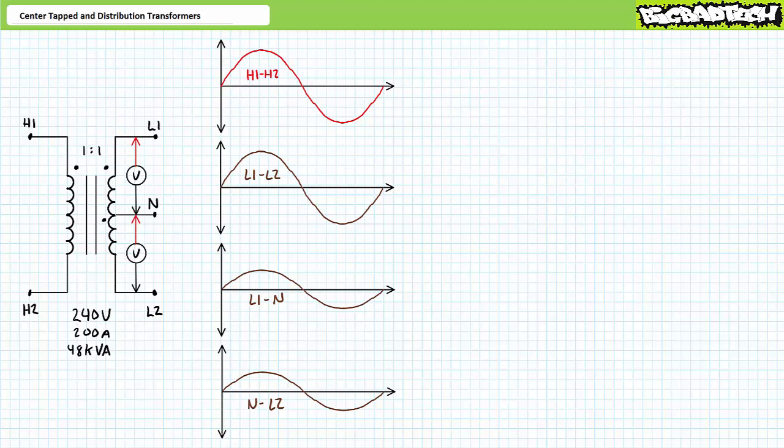Let us now consider these two subtle modifications to this system. 1. Central tap N, henceforth called neutral, is ground referenced. 2. Both voltmeters use the neutral connection as the reference. Voltmeter 1 measures L1 to neutral, positive to negative. Voltmeter 2 measures L2 to neutral, positive to negative.